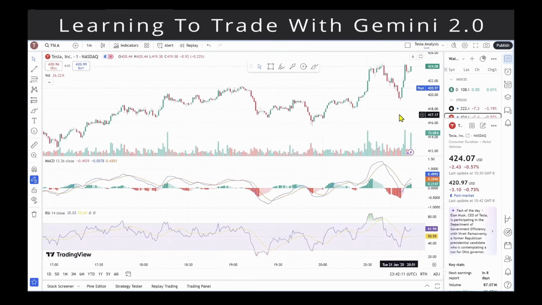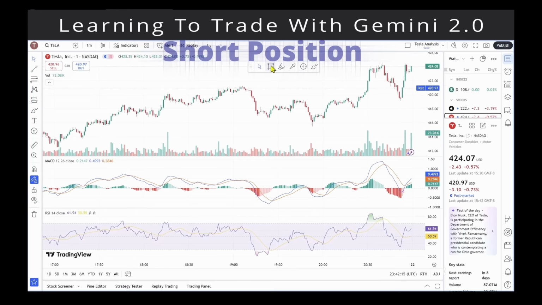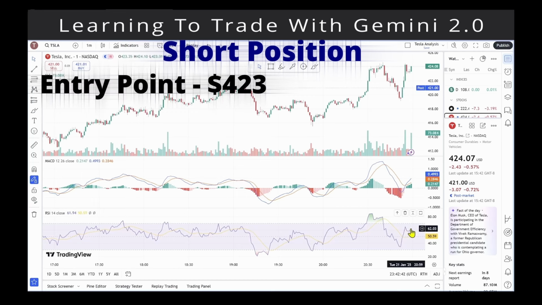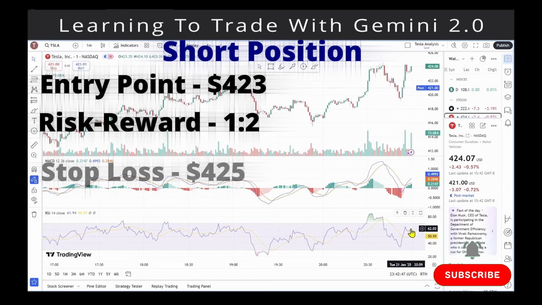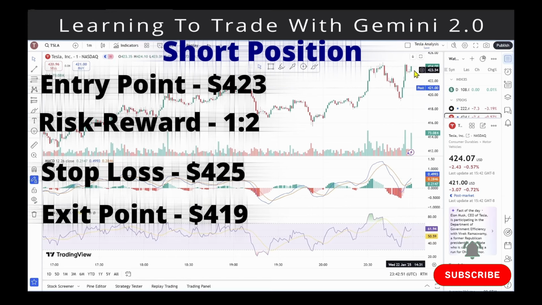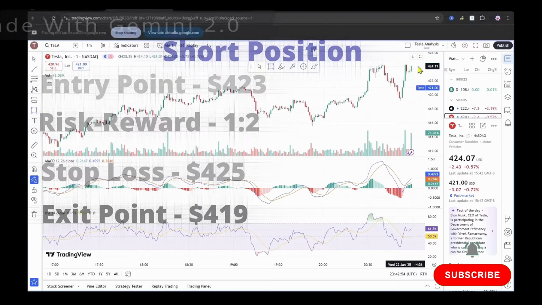Based on the current price action and the indicators, I would suggest setting the entry point for a short position around $423. Given your entry point at $423 and the 1-to-2 risk-reward ratio, your stop loss should be around $425 and your take profit should be around $419. Does that sound good? Perfect. Let me draw that up.